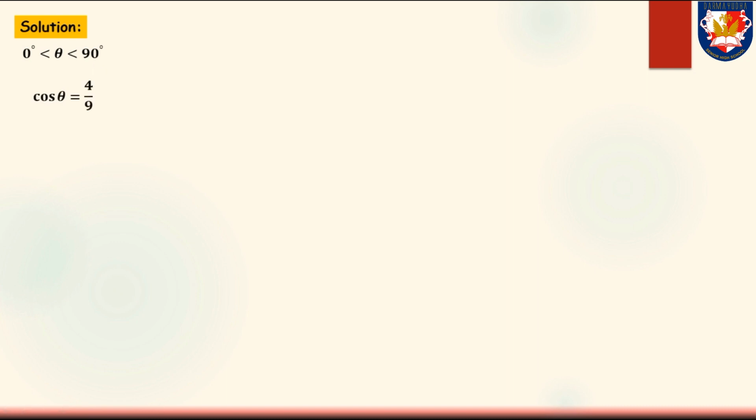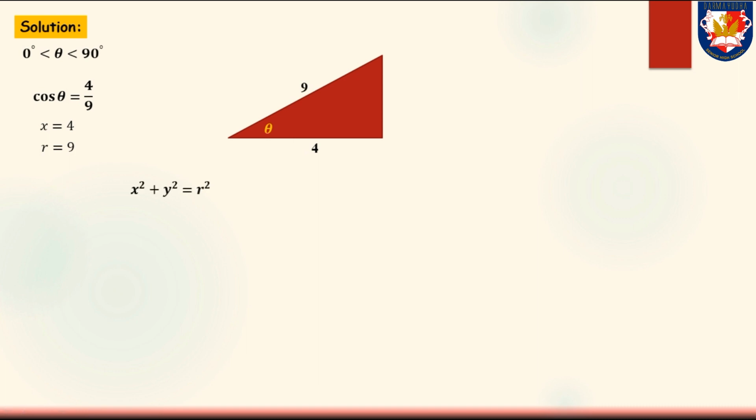From here, we have x equals 4 and r equals 9. Using a right angle triangle with the angle theta, x equals 4 and r equals 9. Remember, x is the adjacent to angle theta. Based on Pythagoras theorem, we obtain that x squared plus y squared equals r squared, y squared equals r squared minus x squared, and y equals square root of r squared minus x squared.